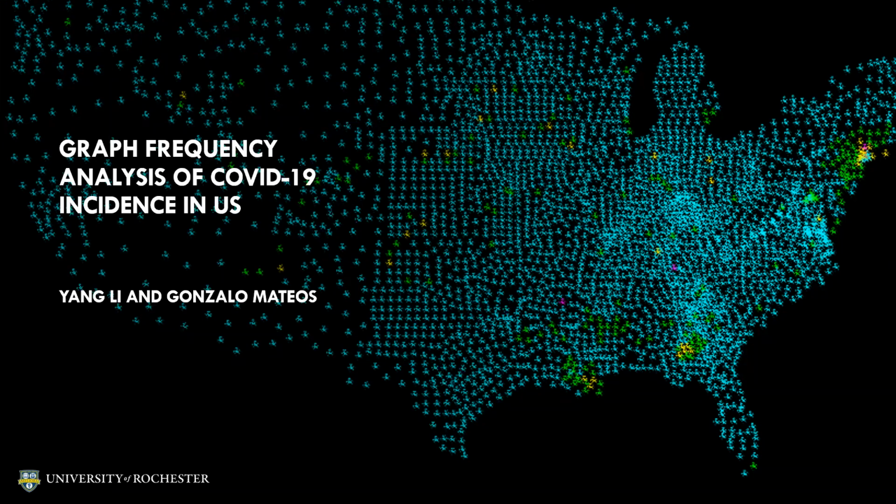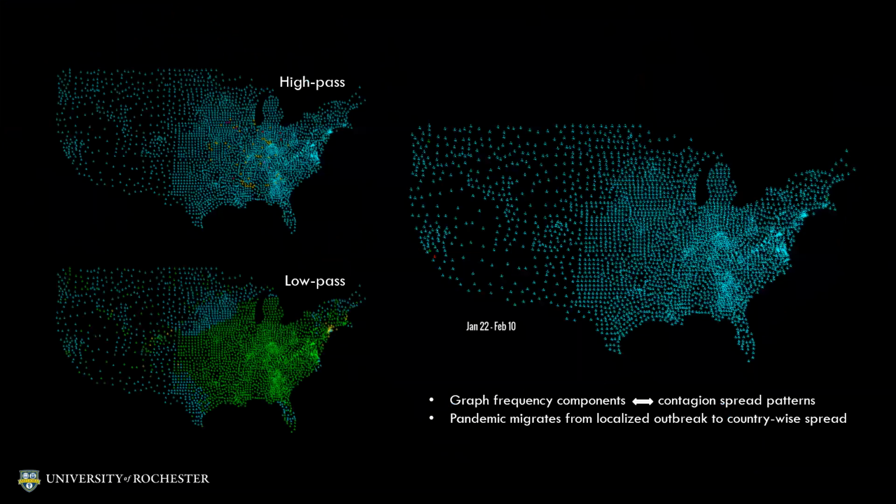The daily confirmed COVID-19 cases for each county are used as graph signals, as shown in this image in different colors. The graph signals were then mapped by graph Fourier transform into the frequency domain. We then use graph filter operation to decompose the signals into low pass and high pass frequency components.